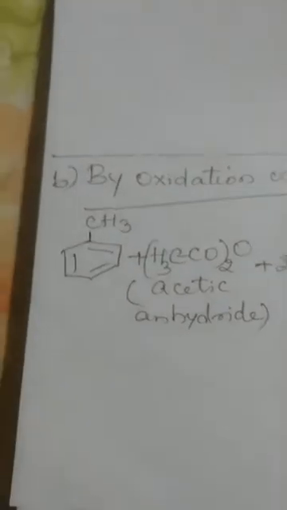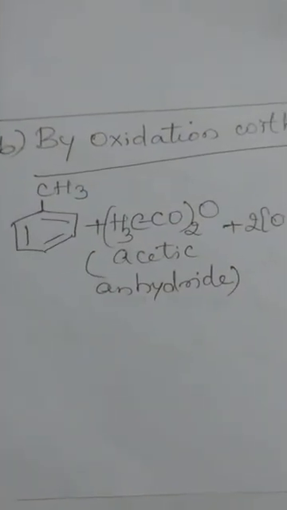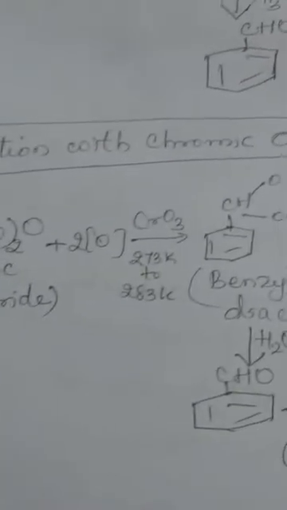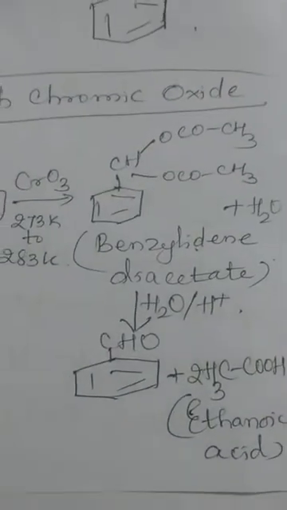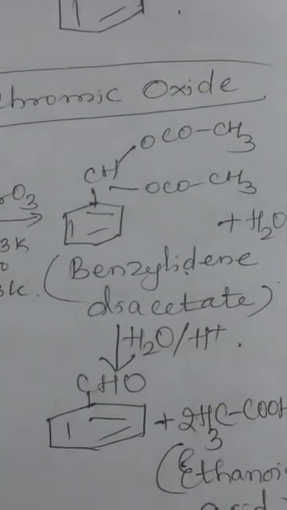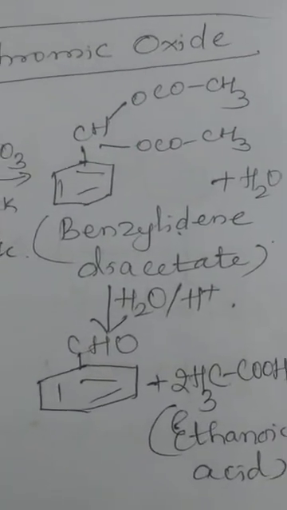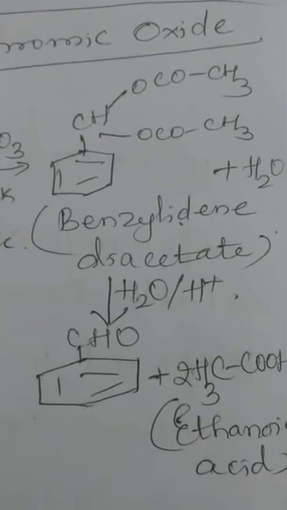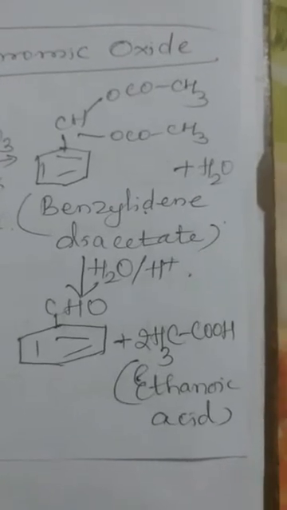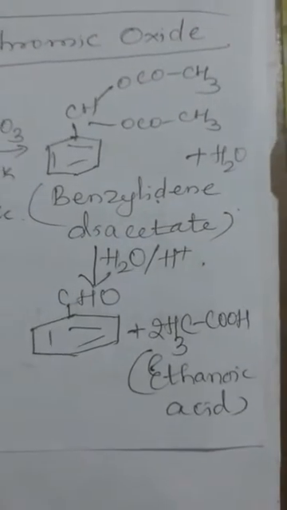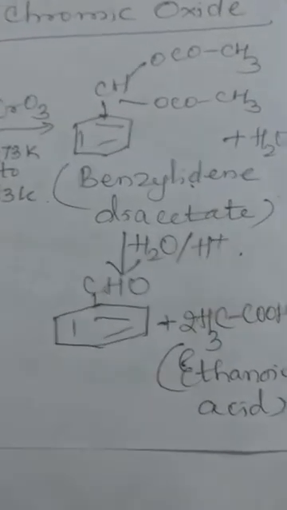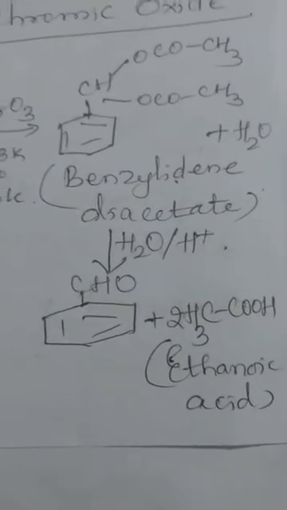Once again, the two hydrogen atoms of the methyl group are involved in the formation of a gem-diacetate in particular, which is called benzylidene diacetate. This benzylidene diacetate is subjected to acid hydrolysis, once again H2O/H+, so that the side chain is replaced by the aldehydic functional group. You will get benzaldehyde and CH3COOH, that is acetic acid, or its IUPAC name ethanoic acid.